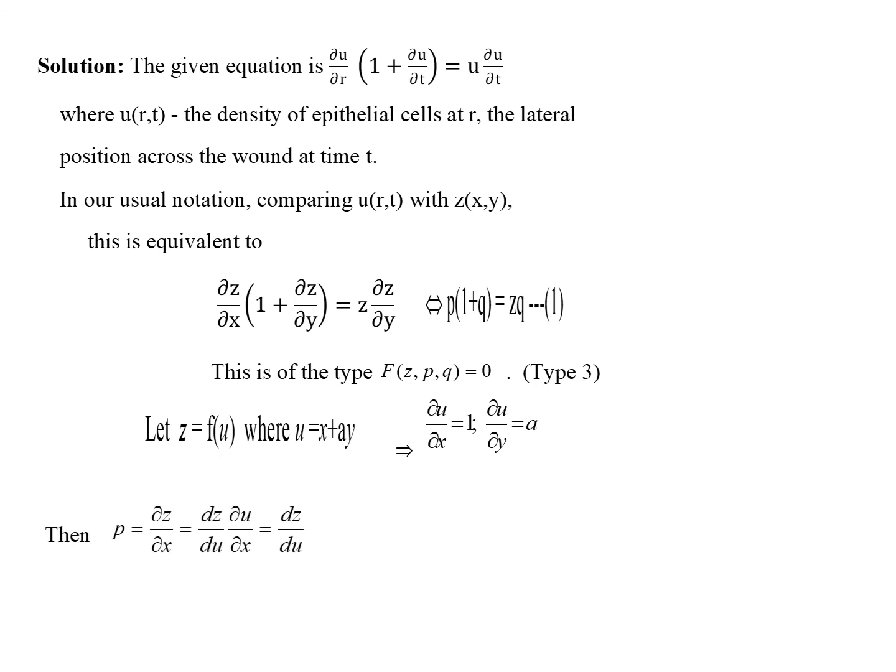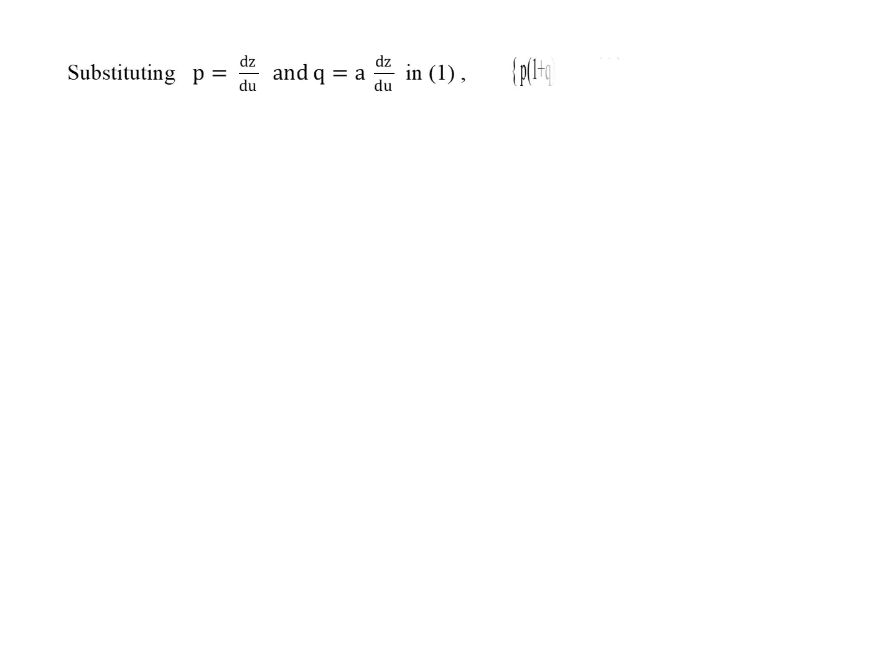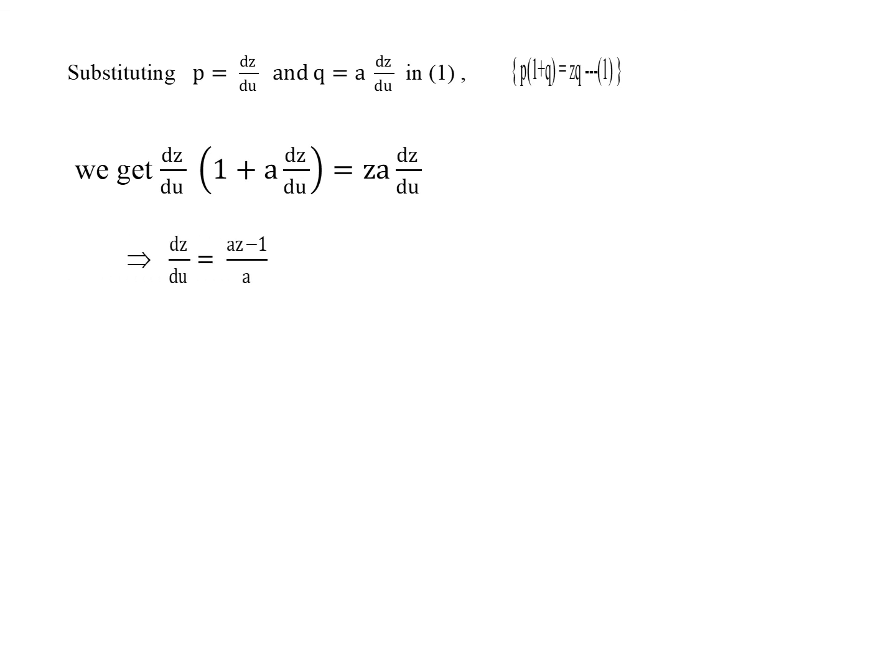So p is ∂z/∂x, and we have already seen the value of p is dz/du. Similarly, the value of q is a dz/du. Substituting these values of p and q in equation 1, what is equation 1? p(1 + q) = zq. We will have dz/du into (1 + a dz/du) equal to z into a dz/du. And when you observe, it's a very simple equation. From here, we'll get the value of dz/du as (az − 1)/a.